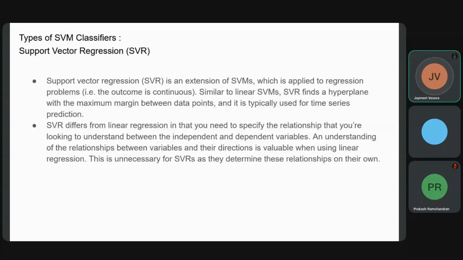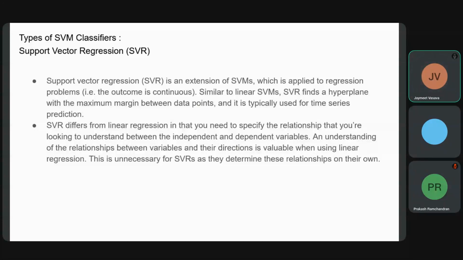The third type of SVM classifier is support vector regression. Now, remember when we talked about SVM being able to work with a regression as well as classification task, but is best suited for classification. But support vector regression is an extension of SVMs, which is used for regression problems.